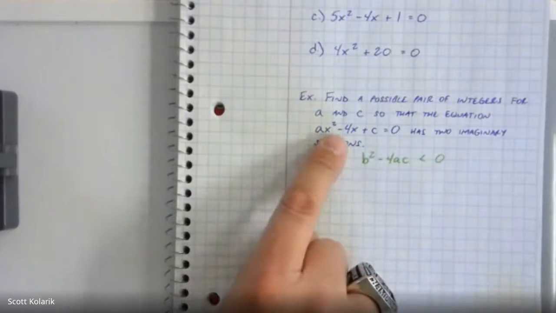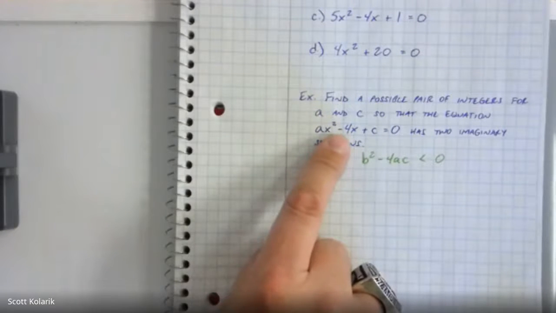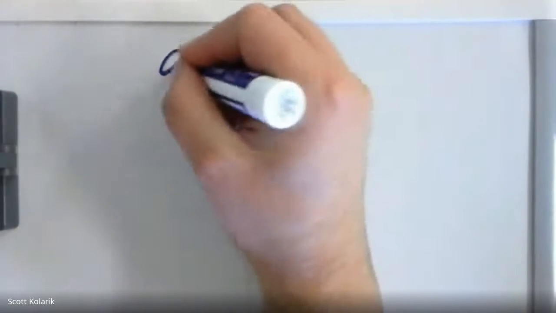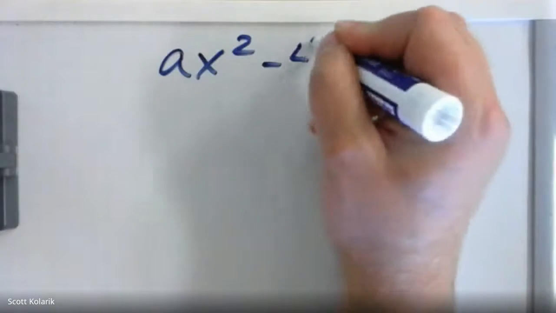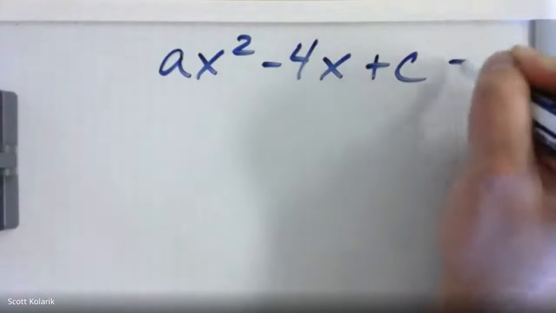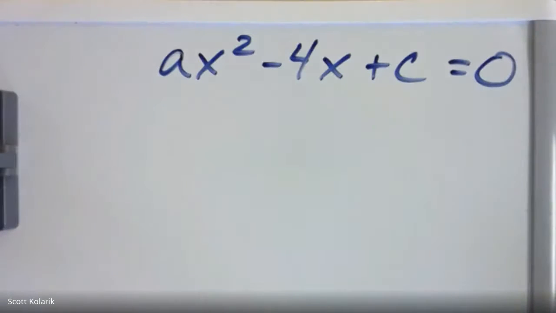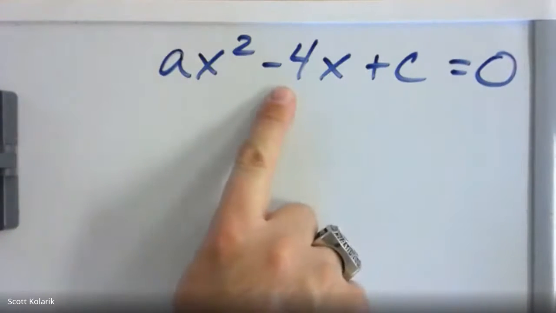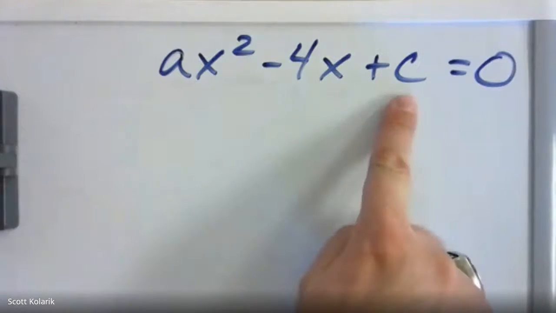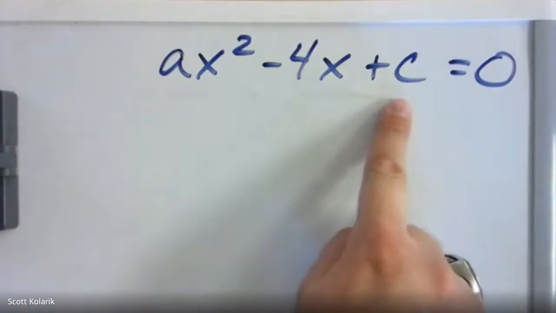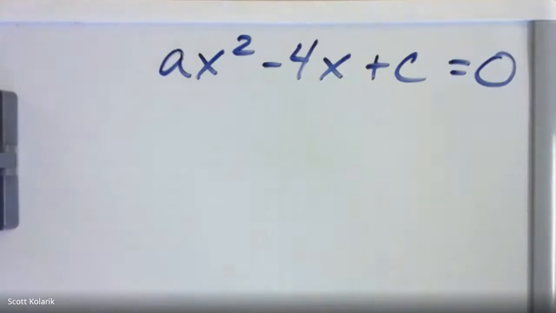And you'll notice that I am given one of the coefficients, b. b will be -4 here. So let's apply that. This is the quadratic equation I was given: ax squared minus 4x plus c equals 0. All right. So I do know what b is. b is -4. I don't know what a and c are. My job is to come up with some combination here that will make two imaginary solutions be the result.